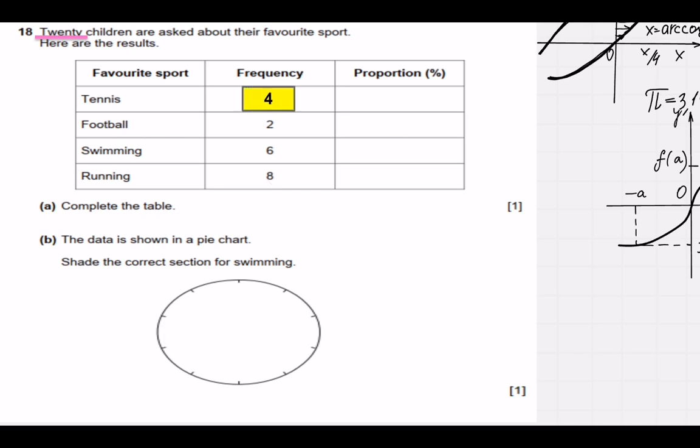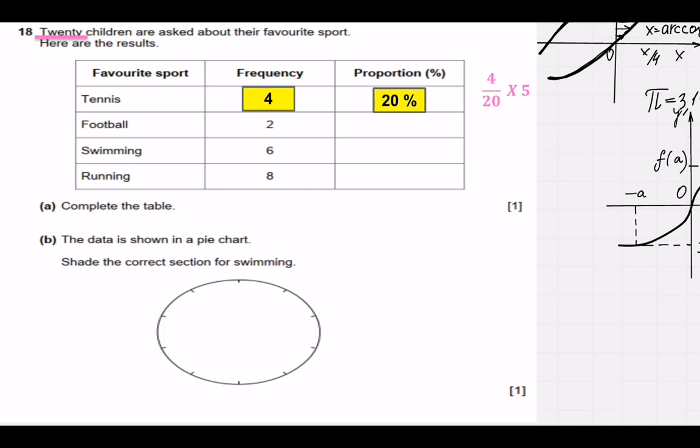Now I need to get the proportion. 4 over the total, 4 over 20, will be 4 over 20 times 5. Why times 5? I want to change 4 over 20 to something over 100. I want to get a percentage. So I will multiply up and down by 5. 4 times 5, 20. 20 times 5, 100. So it will be 20%.